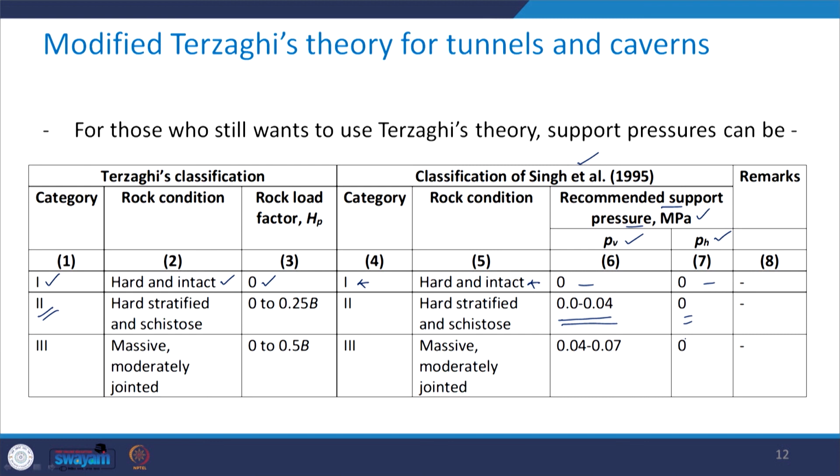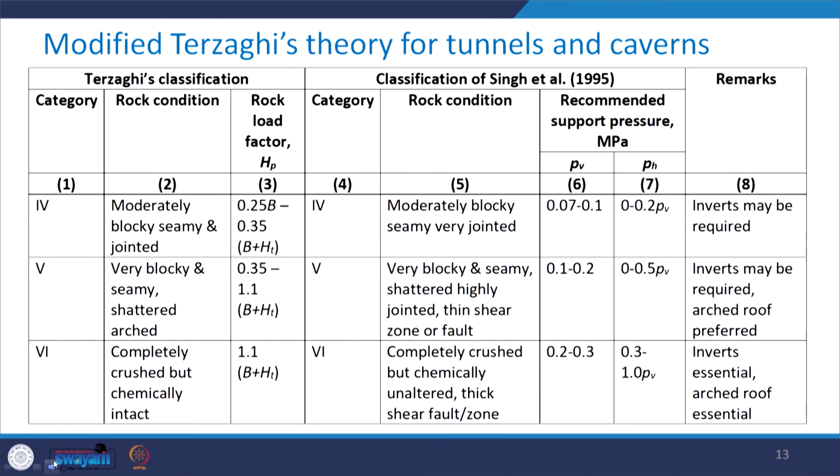Similarly, the third row corresponds to the third category of rock mass, where you have massive and moderately jointed rock mass. This is how one can find out the vertical support pressure and the horizontal support pressure. Similarly, for the fourth category, it is moderately blocky, seamy but jointed. If you see Terzaghi's classification system, this is the rock load factor, and accordingly you can calculate the support pressure using the expression that we discussed in the last class.